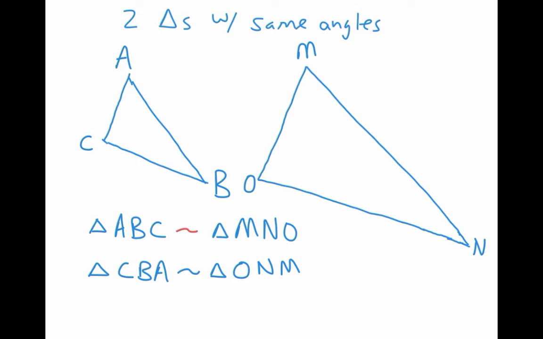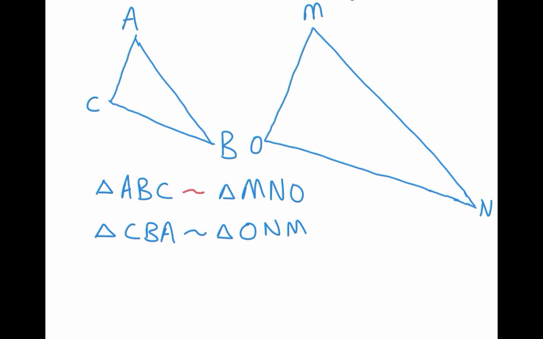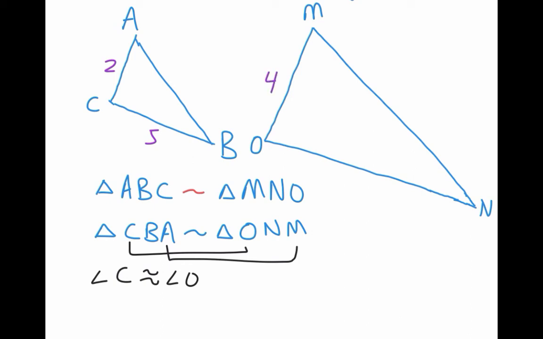By being careful of the order that you write them in, you can now know that angle C is congruent to angle O, because they're both listed first. Or you could say angle A is congruent to angle M, or angle B is congruent to angle N, and so on. Okay, from there then, let's say they give us a few different sides. I know the sides of my triangles up here, why don't we say this one is a 2, and then this one looks like it's about a 5. And if we say this one here is, why not, a 4.